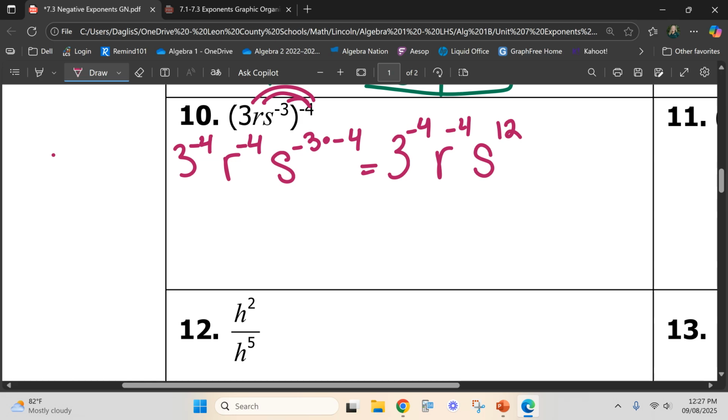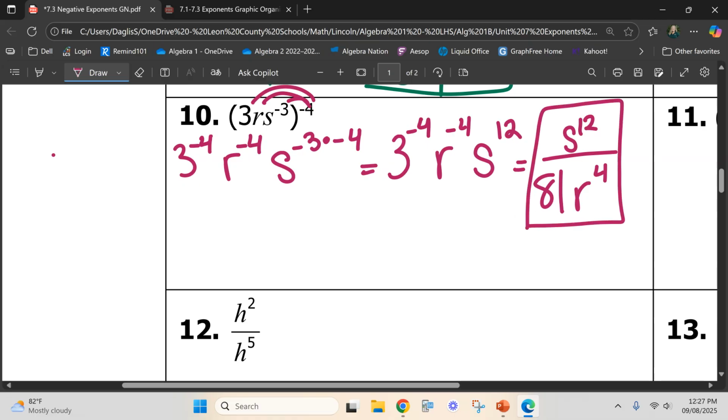Can I say what I think the answer is? Sure. What do you think? S to the 12 over 81 r to the 4. Okay, so he says s to the 12 is still up here, and then 81 r to the 4. I agree with that. I wouldn't put the 1, it's not needed. Do we understand why the s is still in my numerator? Because it became positive. Good. Do we understand where 81 came from? Because that was 3 to the negative 4 power. Okay. Good.